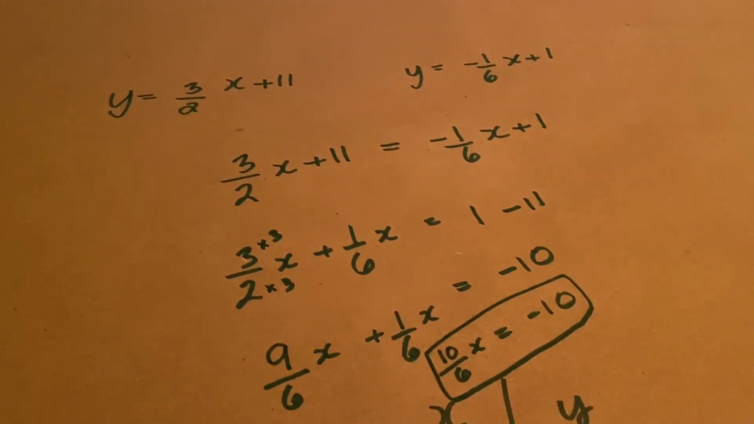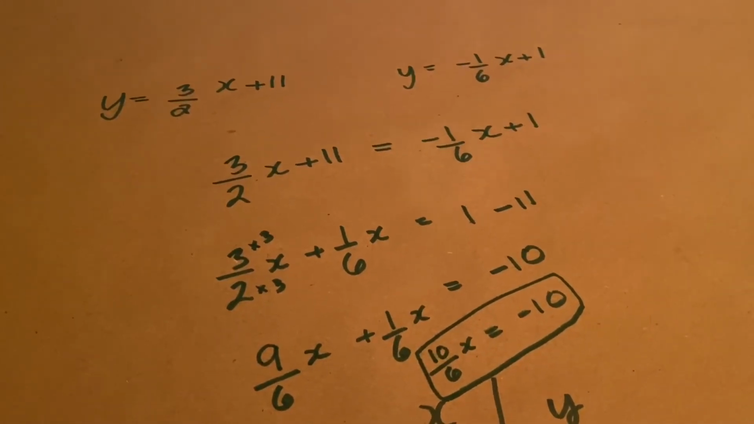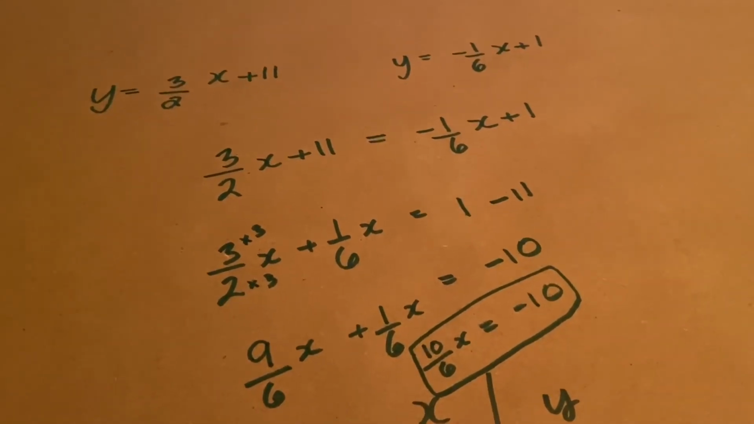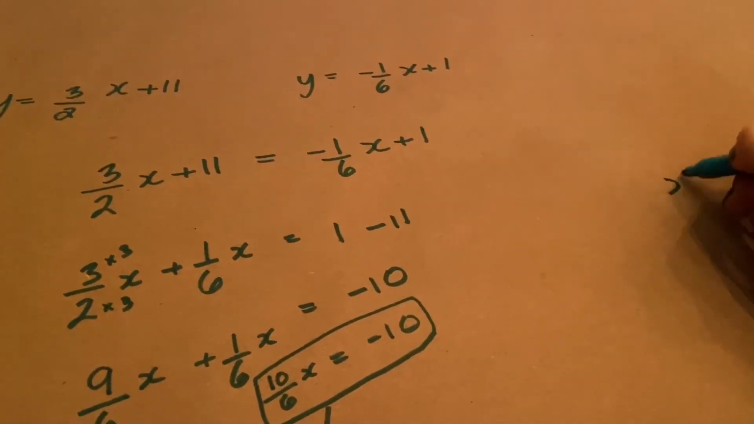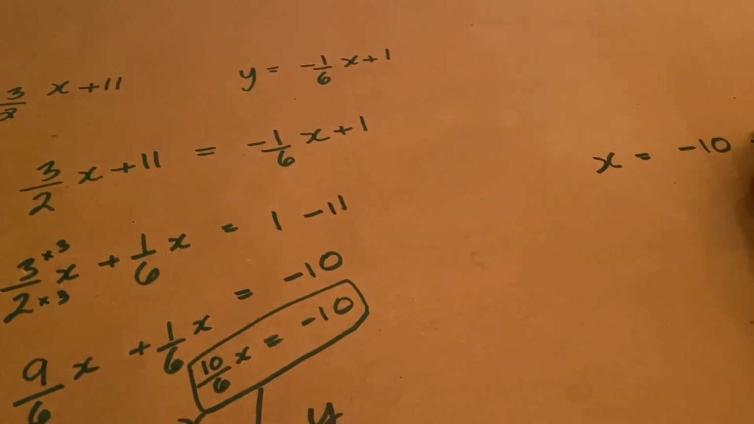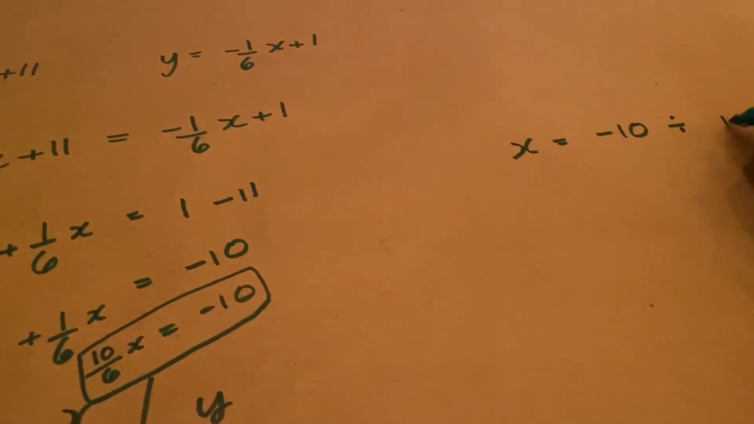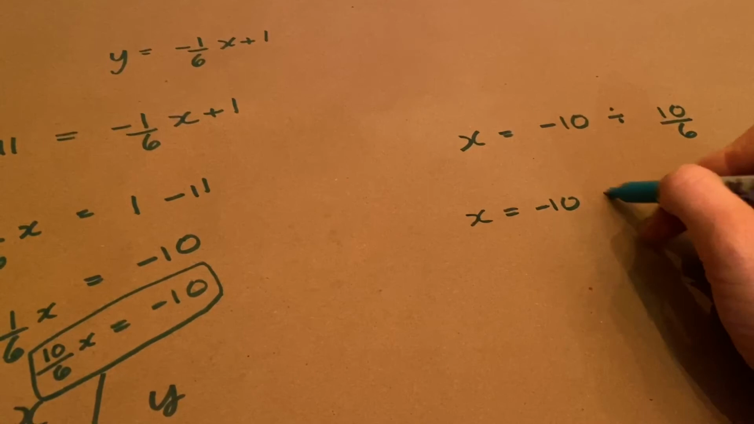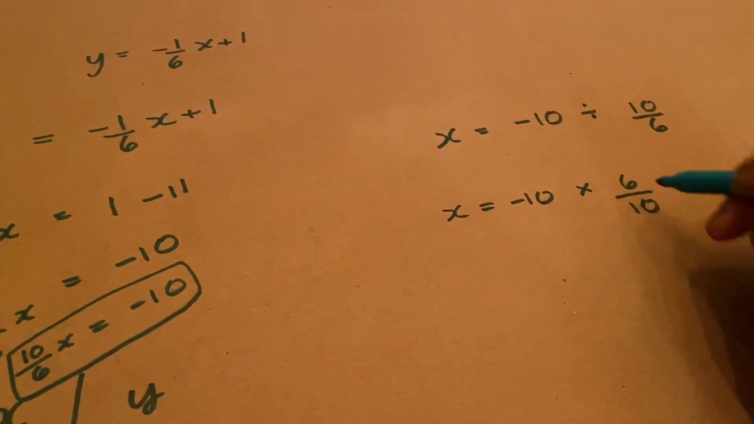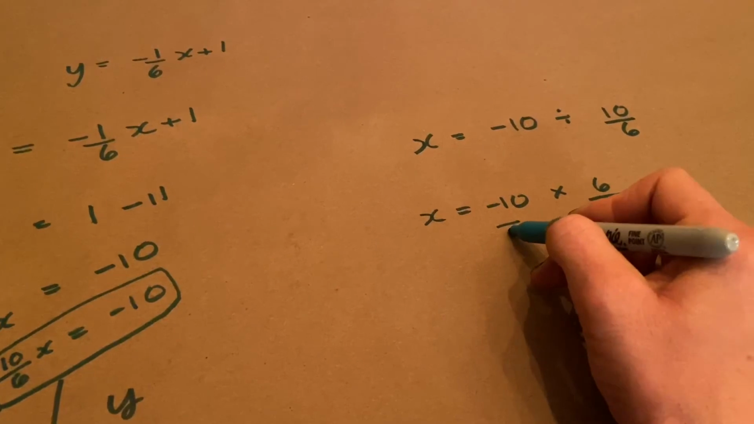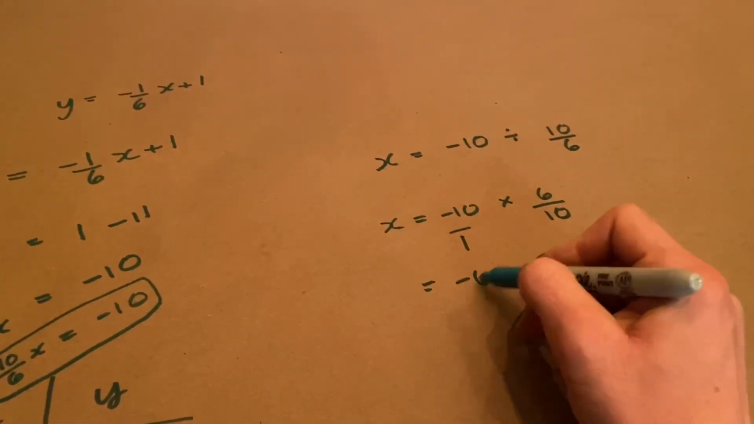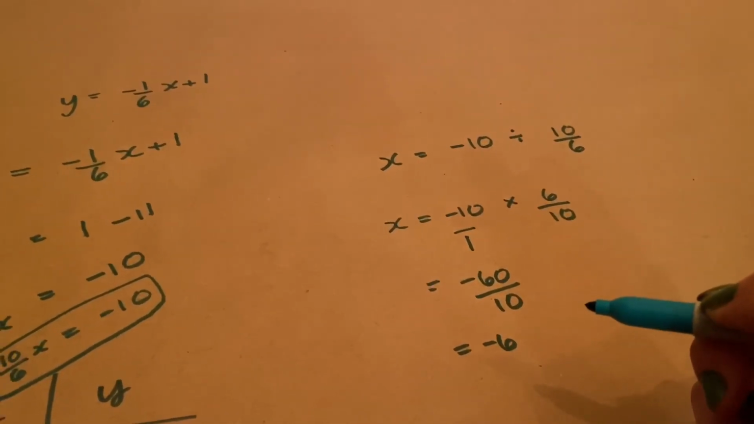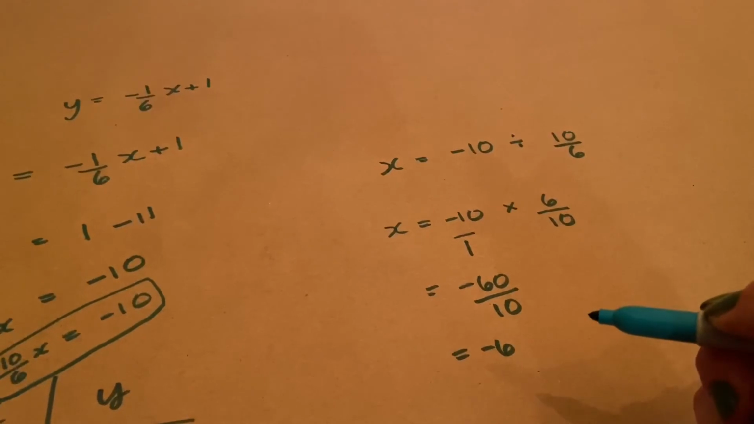Okay, we're almost there. We need to now get the x by itself. So I need to divide by the coefficient of x. So divide by that number in front of x. So that means I'm going to have x equals negative 10 divided by 10 over 6. And when we divide fractions, that just means I have negative 10 times 6 over 10, and put a 1 here. So I have negative 60 over 10, and that just really is negative 6. And that's exactly what Desmos told me I should get for my x.